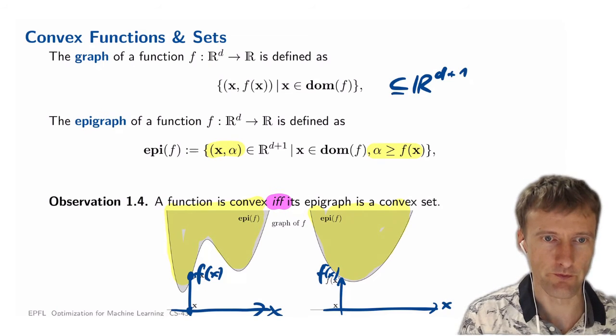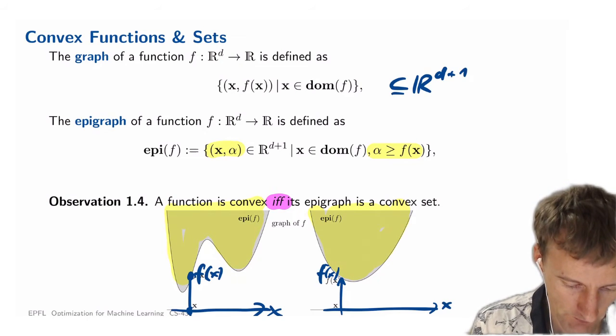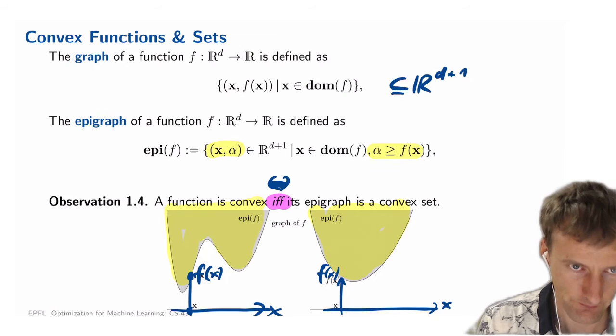So how do you do this? We have to prove two directions. We have to prove from left to right and from right to left. So that's our goal. Let's do this.